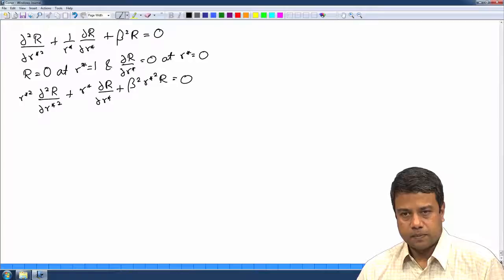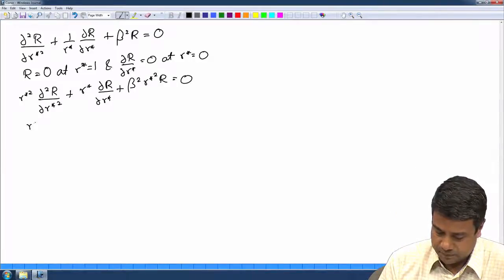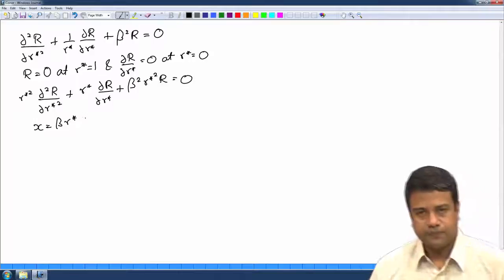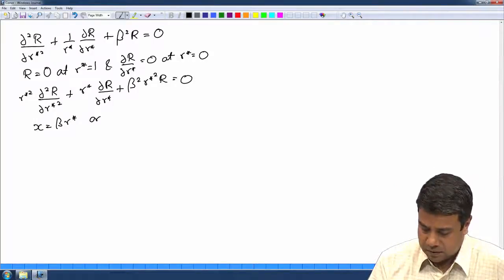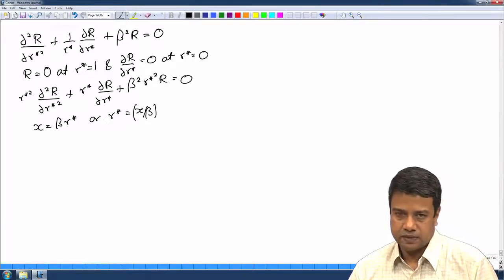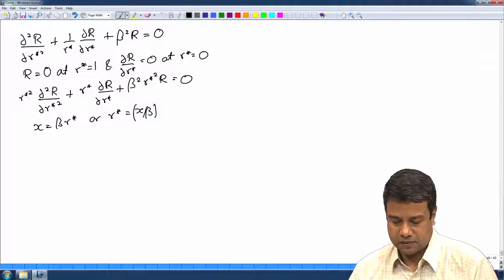Now, if I change variables into beta, or r star is equal to x by beta. And doing a change of variables, r star is equal to x by beta, or beta times r star is equal to x.